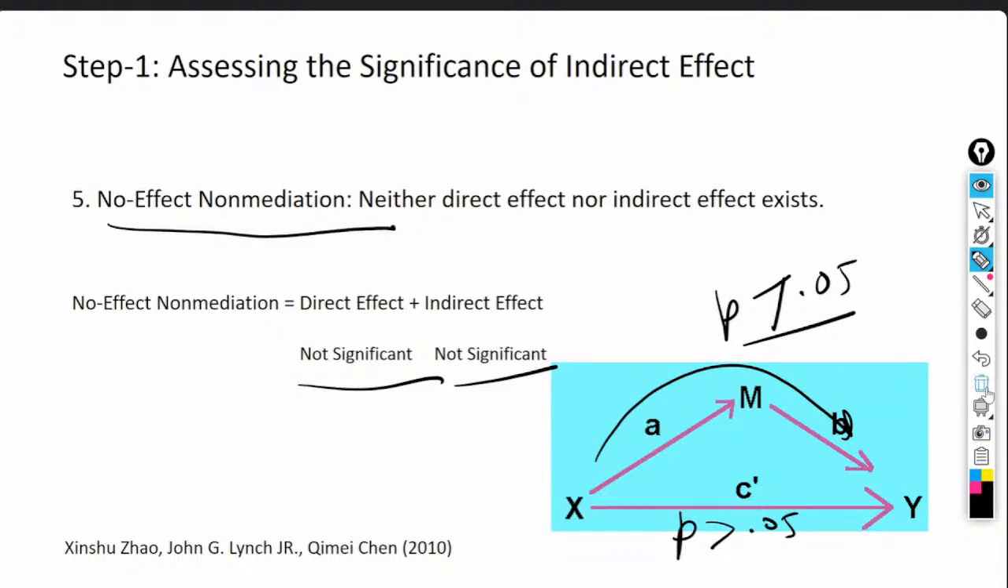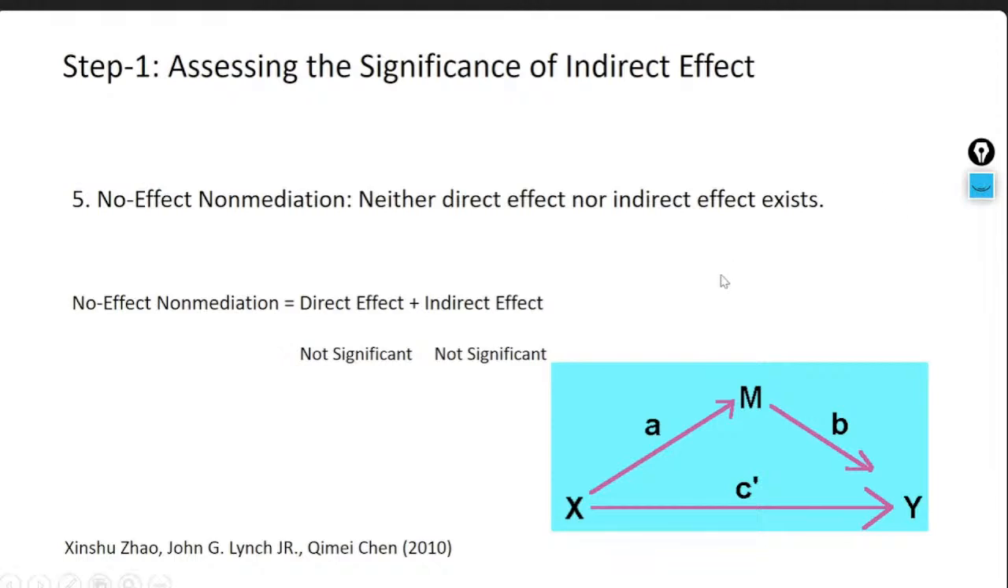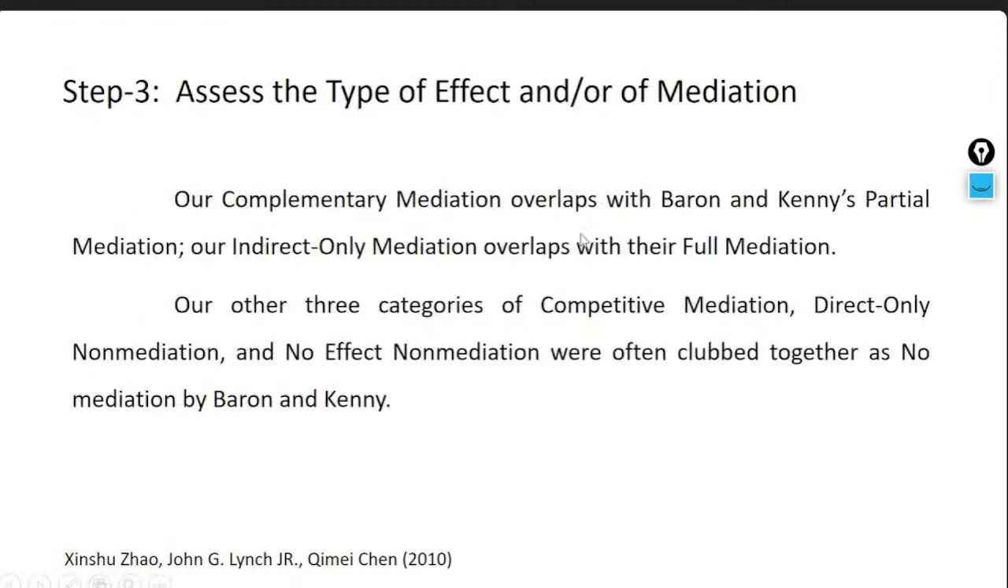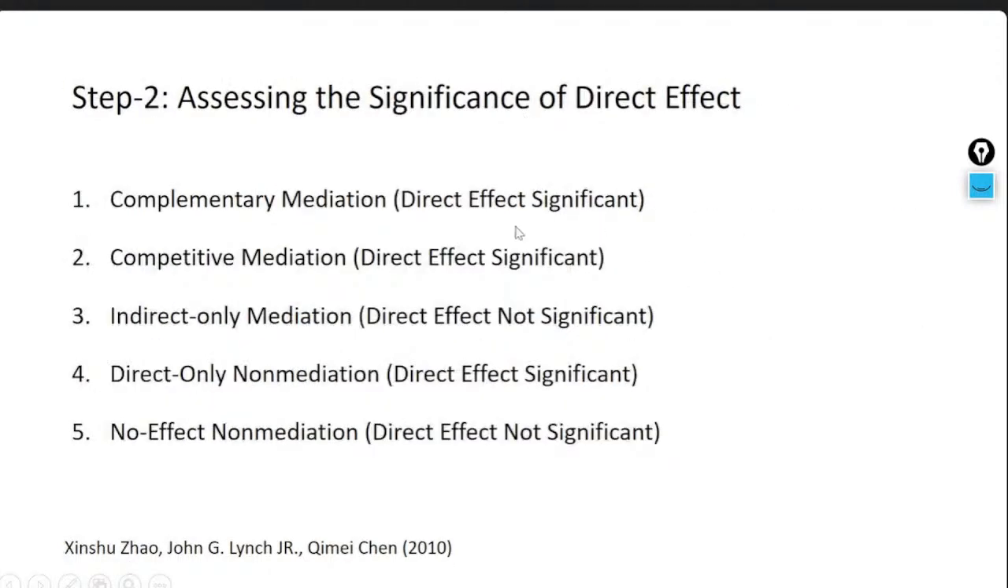So first we check whether a significant difference is in the direct or indirect effect. Then the second step, we will check whether the direct effect is significant or not. If the direct effect is significant, it is complementary mediation or competitive mediation, and indirect only mediation or direct only non-mediation. And the fifth is no effect, non-mediation.